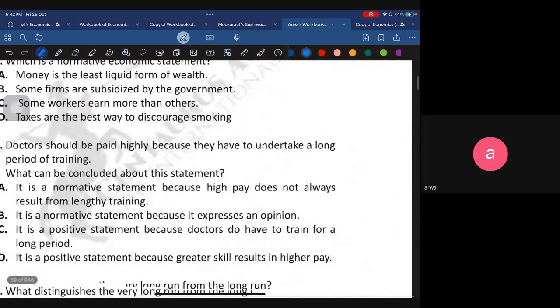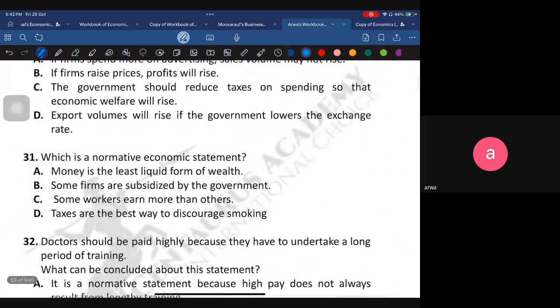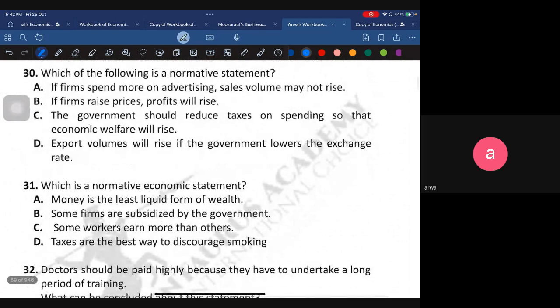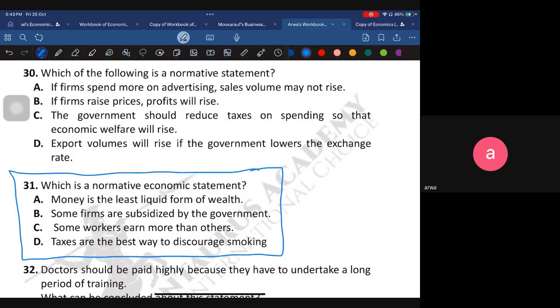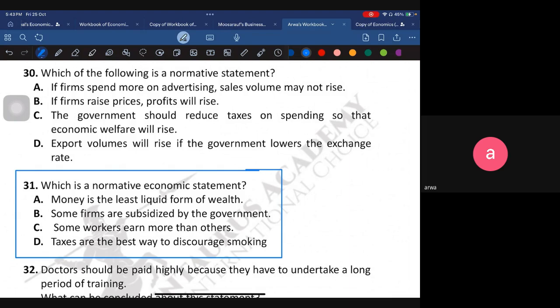Moving forward, you see there are a lot of questions which are going to ask you about the normative statement. You will have to look for what is better and what is not. The statement they have given is not that easy to consider as a normative economic statement. Money is the least liquid form of wealth. Some firms are subsidized by the government. True. Some workers earn more than others. True. Taxes are the best way to discourage smoking.